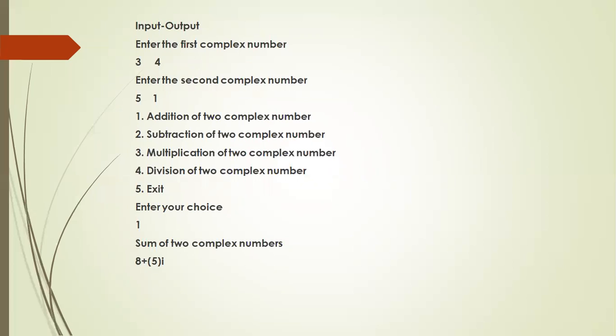Next, there are 5 choices: 1, 2, 3, 4, 5. Here I am giving the choice 1. So 1 means what operation? Addition. When I add those two complex numbers, 5 plus 3 is 8, and 4 plus 1 is 5. So the result complex number will be 8 plus 5I. That is displayed as 8 plus, within parentheses 5, and outside the parentheses I, because the display function is written like that only.